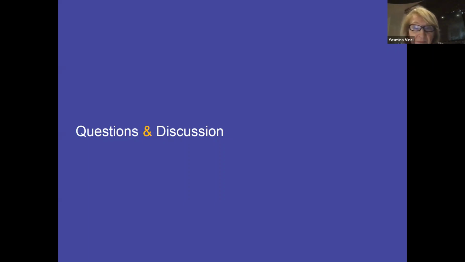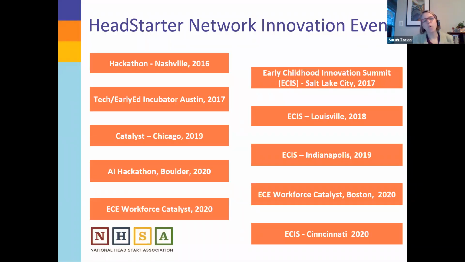Mm-hmm. So I thought the slide where it was showing the HeadStarter network and the many different types of innovation events that the National Head Start Association has been sponsoring and organizing and participating in. Someone was asking if there were any opportunities for local funders to connect with the HeadStarter network, and possibly opportunities for local funders to replicate something like these hackathons or innovation summits in their own community, kind of doing this on a smaller scale.